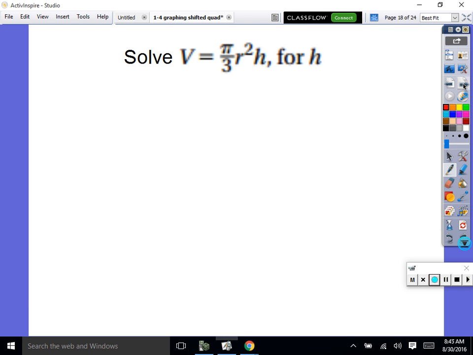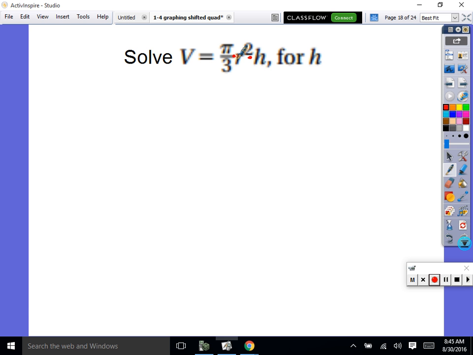All right, looking at this one, solve for H. Looks harder than it is, guys. Way easier than it looks. First of all, H, let's get this alone. Isn't H multiplied to R squared and multiplied to pi over 3?